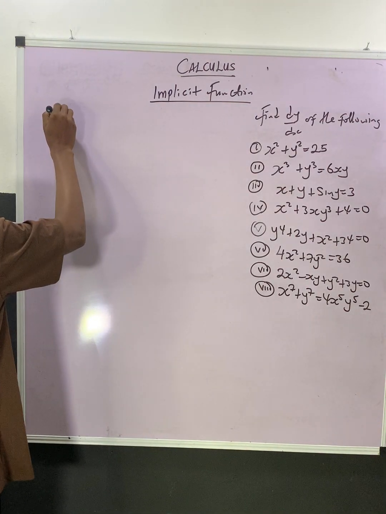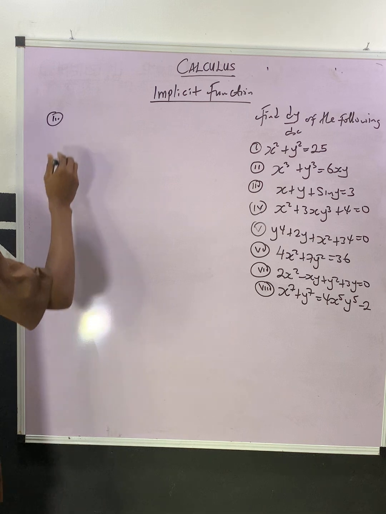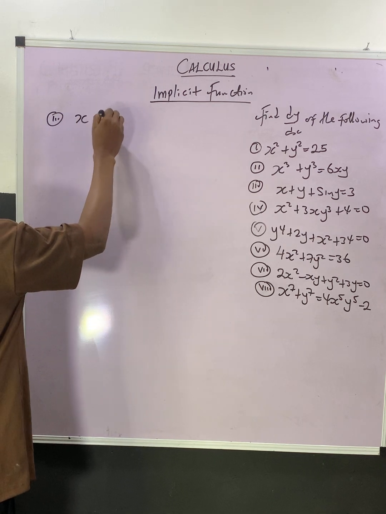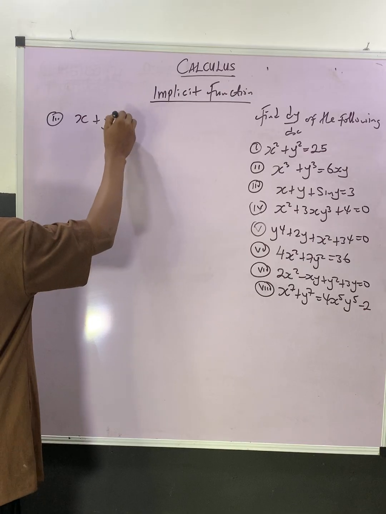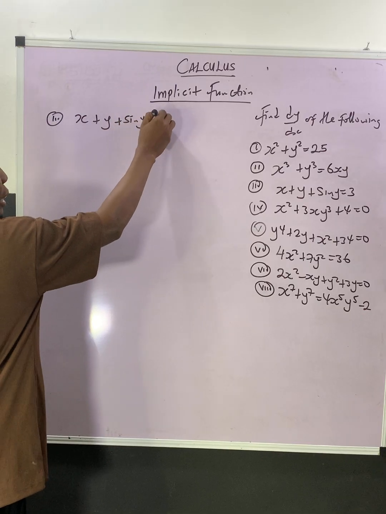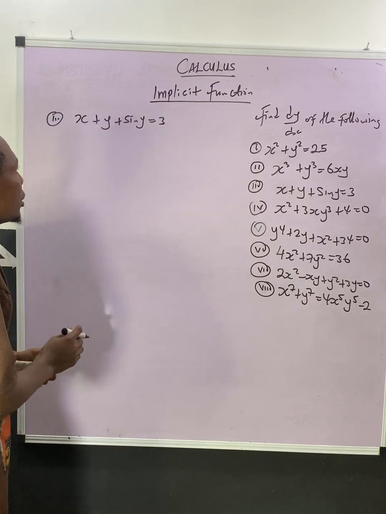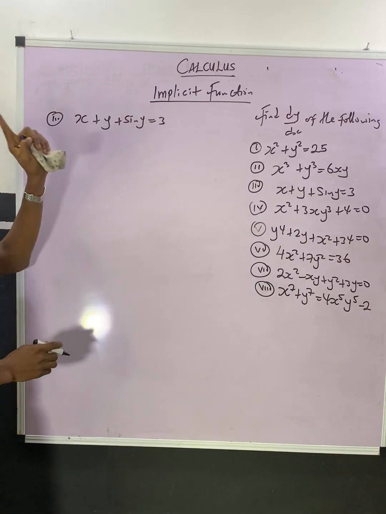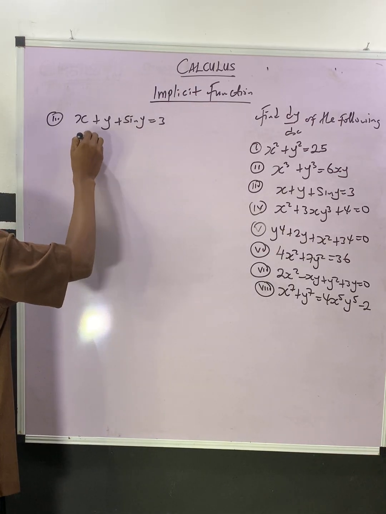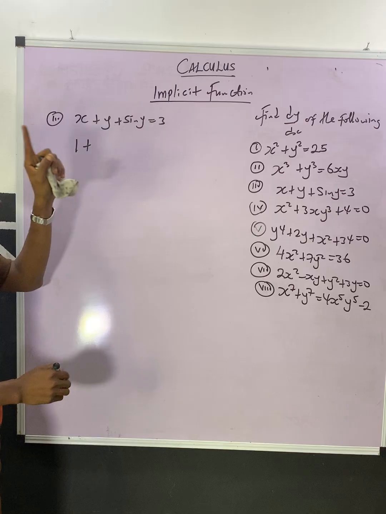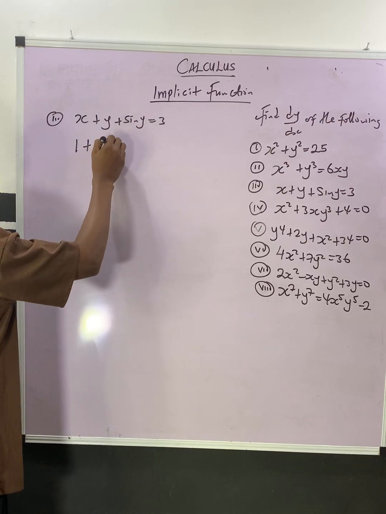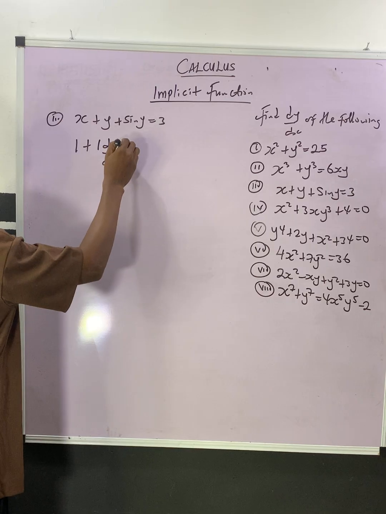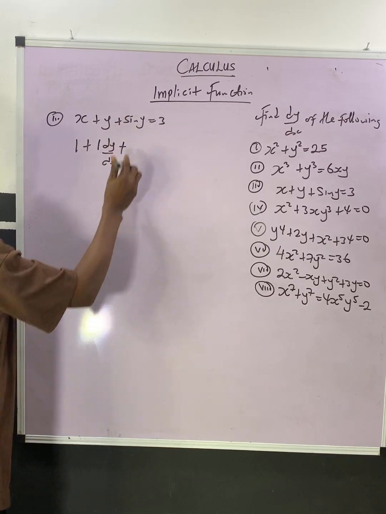So number 3. So we have x plus y plus sine y equals 3. Here, if we differentiate x, what is it? 1. So here we have 1. If we differentiate y, what is it? 1. Since it's y we differentiated, what do we add? dy/dx. So plus, if we differentiate sine y, what is it?